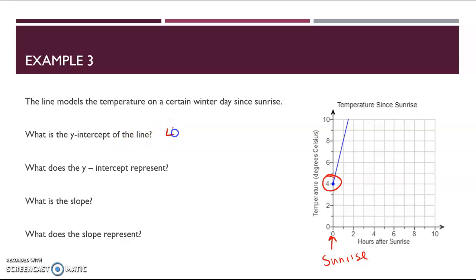So the y-intercept of the line is 4, or (0, 4), however Math Excel asks for it. Now, what does the y-intercept represent? It represents the temperature at sunrise. That's what it's representing. So in this case, that's 4 degrees Celsius at sunrise.